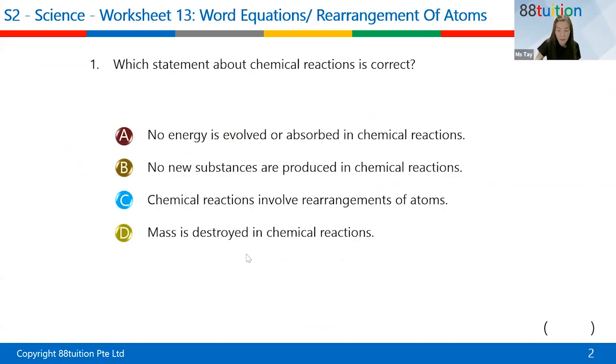Which statement about chemical reactions is correct? No energy evolved or absorbed. Not true. If you are going to talk about all of them, you can't make this kind of statement because, for example, electrical energy is involved, heat energy is involved, light energy is involved as well. No new substances are produced. This is definitely false. This is correct.